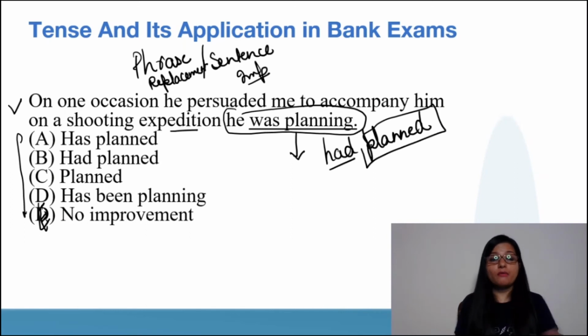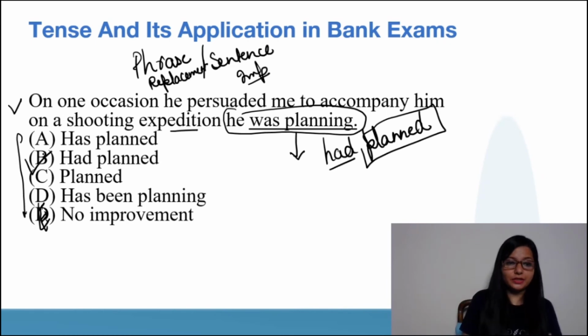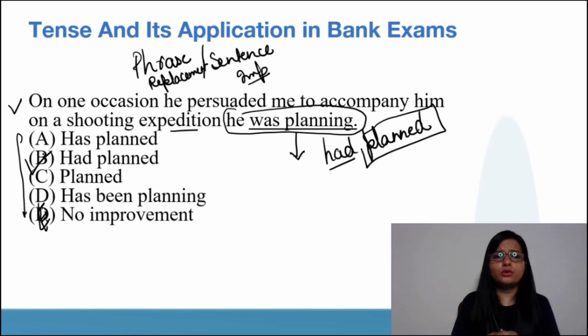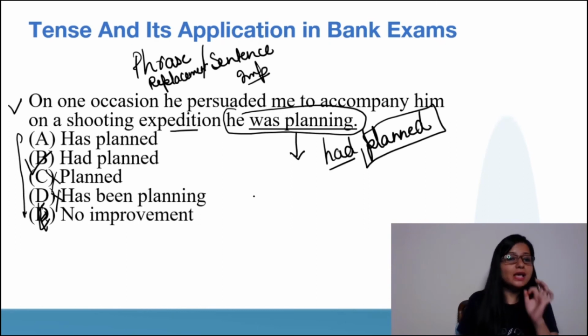Past of past, when he is persuading me at that particular moment. Before that he had planned something, so use had planned here. You cannot use has planned because it shows present perfect tense, and present perfect shows a connection with the past, but you're talking about the present, so you cannot use has planned here. Has been planning is also incorrect, planned is also incorrect here, so simply use had planned.